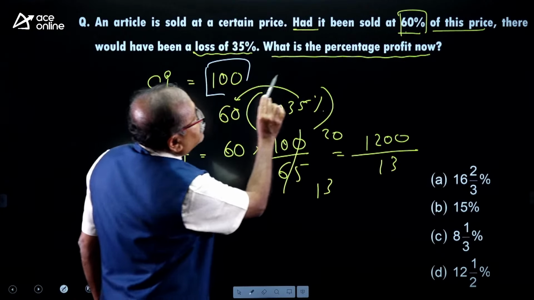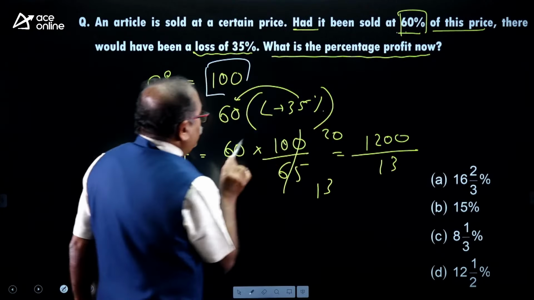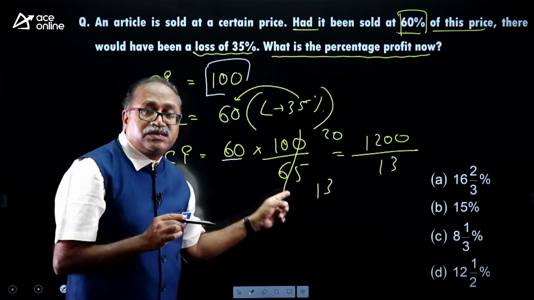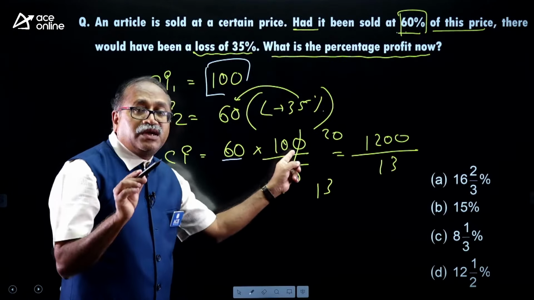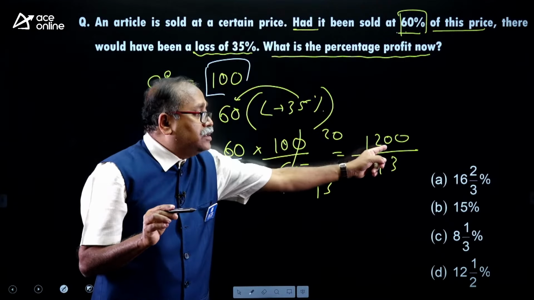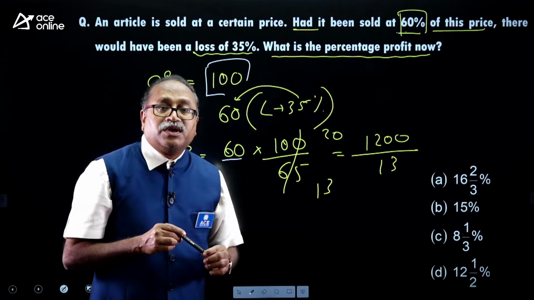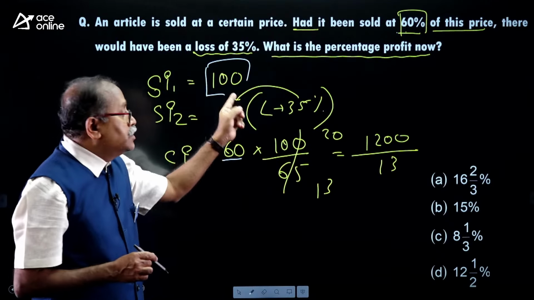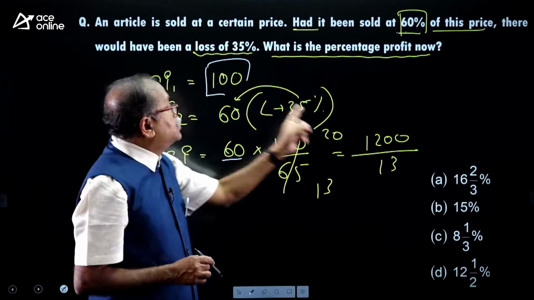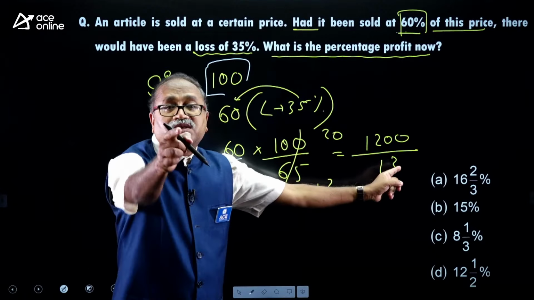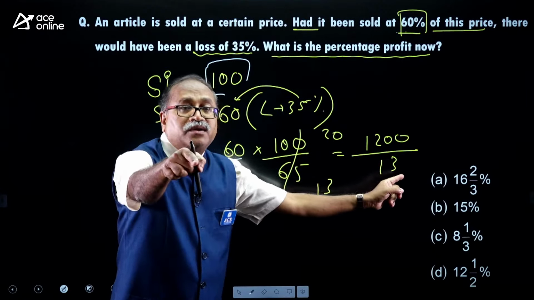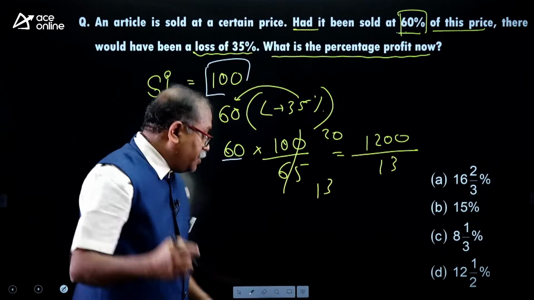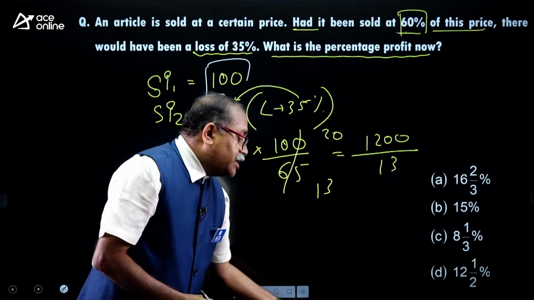When it is 60, this means this is 65%. If I get the 100%, I am getting the cost price, and this is the cost price. Now what is the profit? So selling price is 100, cost price is this much. So selling price minus cost price is the profit, divided by cost price, 1200 by 13. Come on, my dear friends, you are able to answer the question.